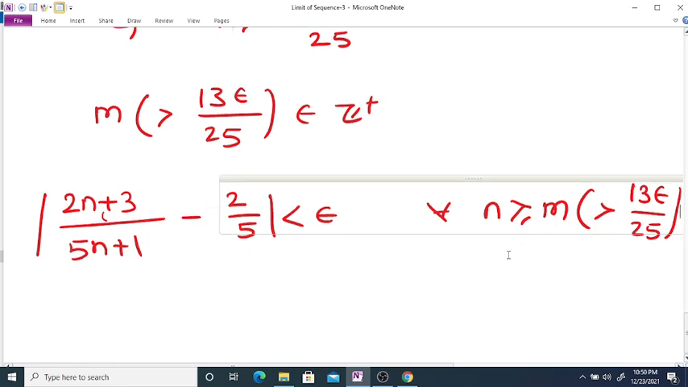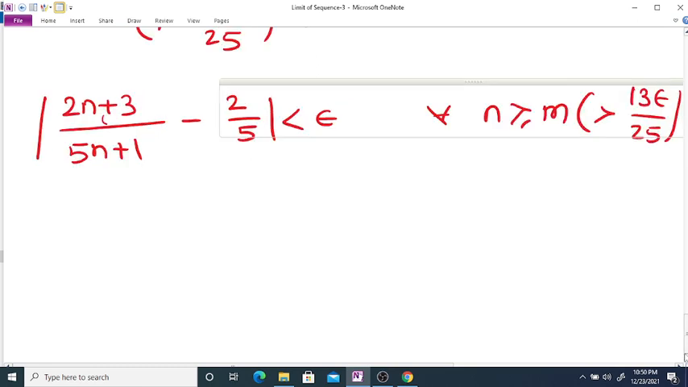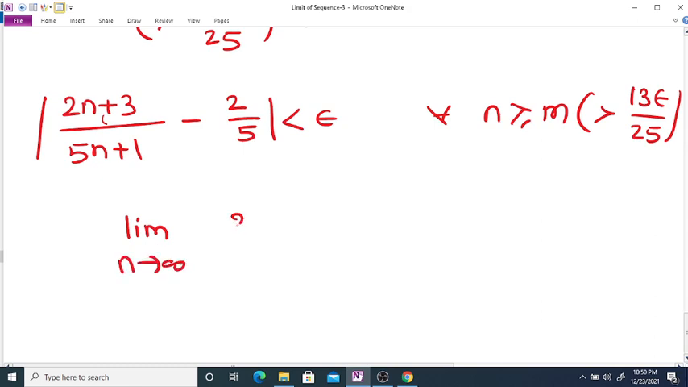Now for any given epsilon we are able to find a positive integer m, and therefore we can say that the given sequence xn converges to 2/5.